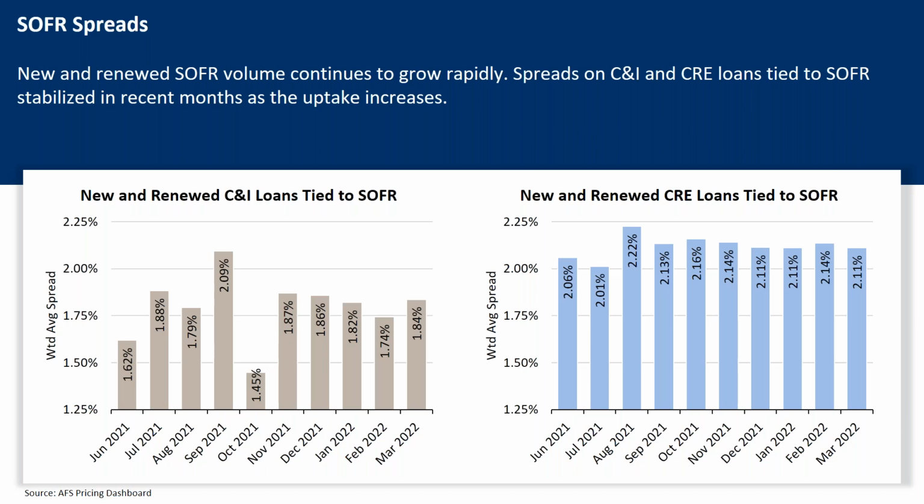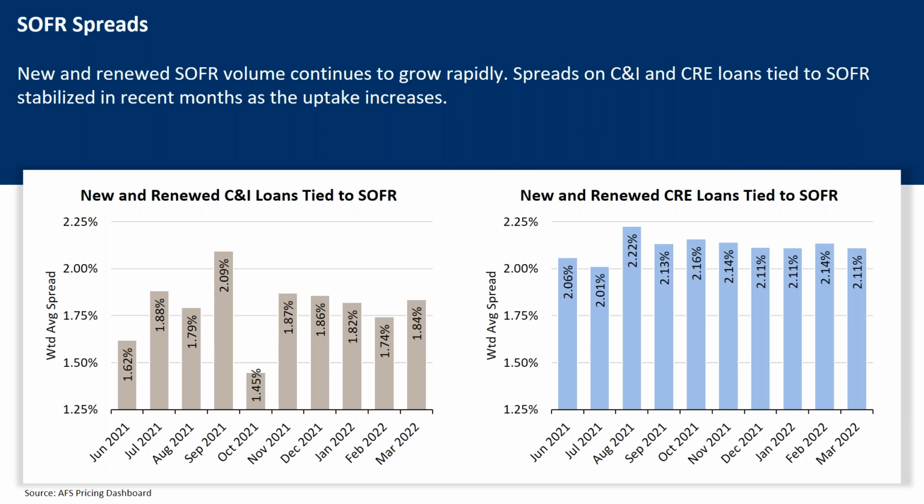Thankfully, that trend did stabilize through the first quarter. SOFR spreads were up from February to March for C&I loans. You can see they went from 174 to 184. They were down ever so slightly, though, on a quarter-over-quarter basis.